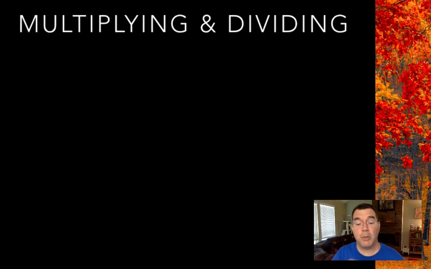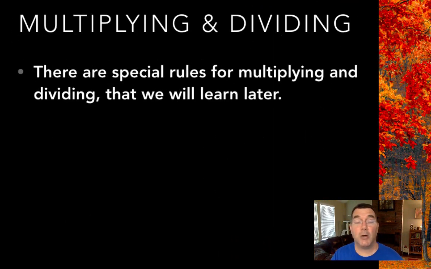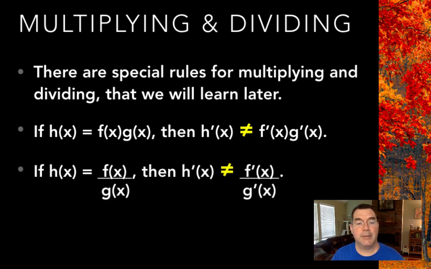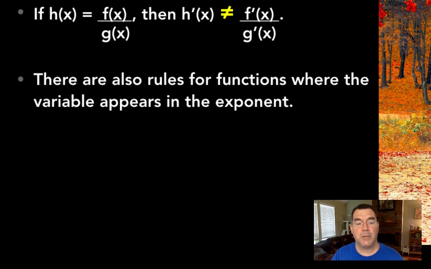All right, now when we're talking about multiplying and dividing, it is not so simple. There are going to be some rules that we learn that talk about how to handle a function that is composed of two smaller functions being multiplied together or divided. So please don't try and make up your own rules for that. If you have a function that is made up of two functions multiplied together, the derivative is not the derivatives multiplied together. Same thing for division. If a function is made up of two functions being divided, then the derivative is not the quotient of those two individual derivatives. Okay? Also, there's separate rules for when variables appear in the exponent rather than in the base.